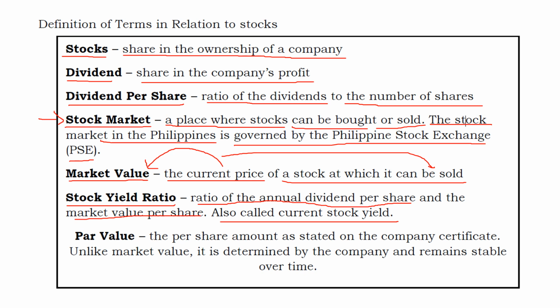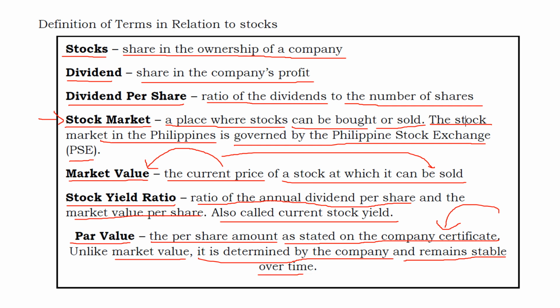And for the last term, as you can see, that will be the par value. The par value is the per share amount as stated on the company certificate. So it is stated on the company certificate. Unlike market value, it is determined by the company and remains stable over time.